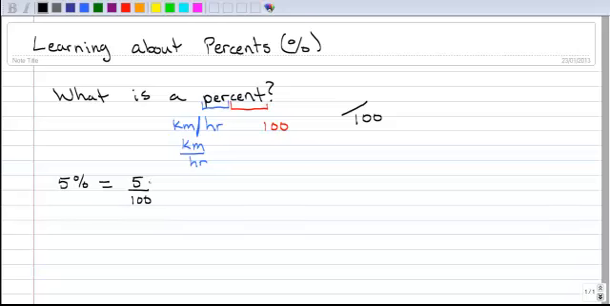Now, surprisingly, this just looks like a division. 5 divided by 100. So 5 divided by 100, 0.05. Now there are two ways to get this number here, 0.05. You can either use your calculator, but let's say you don't have a calculator handy.